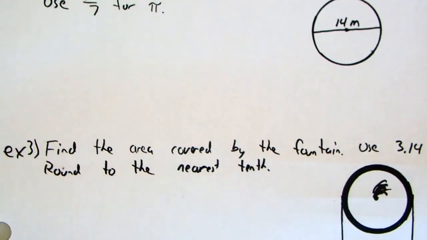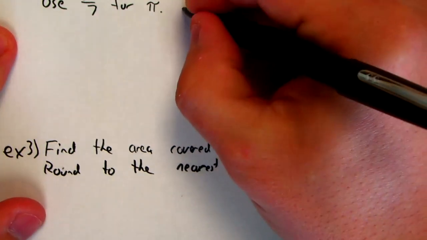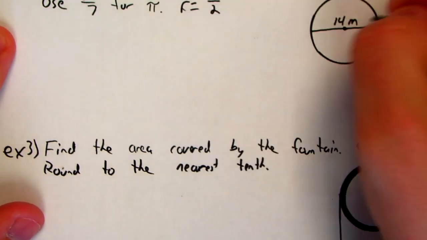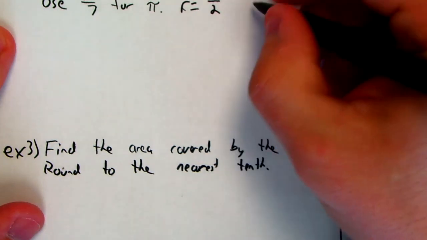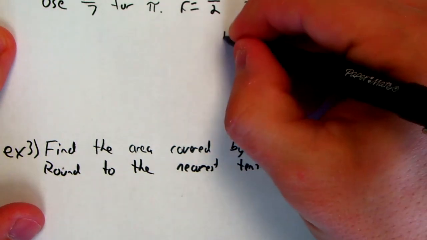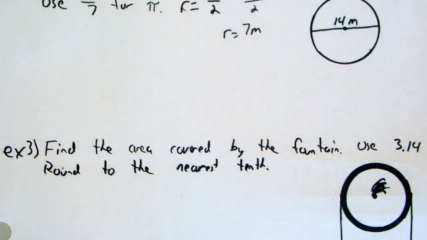All right, example 2. This one says to find the area of a circle with a diameter of 14 meters and to use 22/7 for pi. So first of all, we have diameter. We want to find the radius. So I'm going to take the diameter and divide it by 2. So I have 14 meters divided by 2. So the radius is really 7 meters.